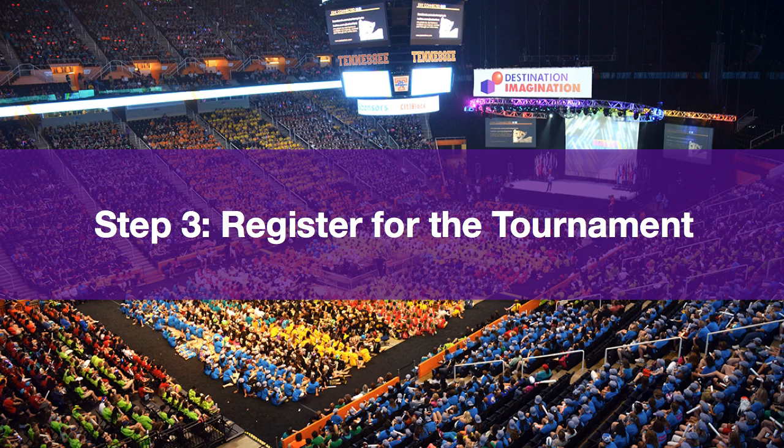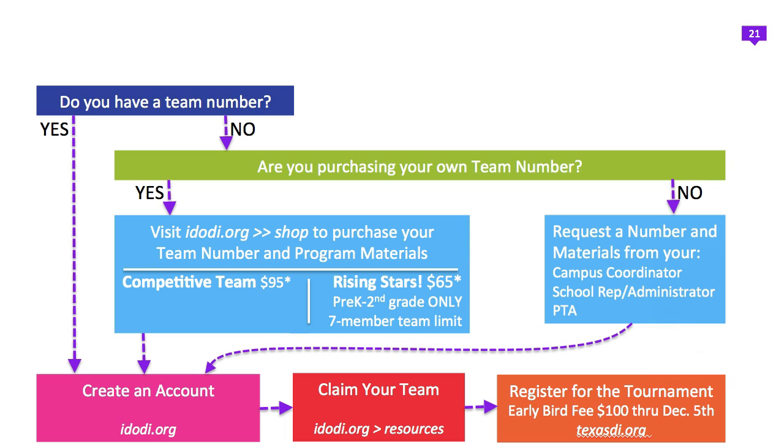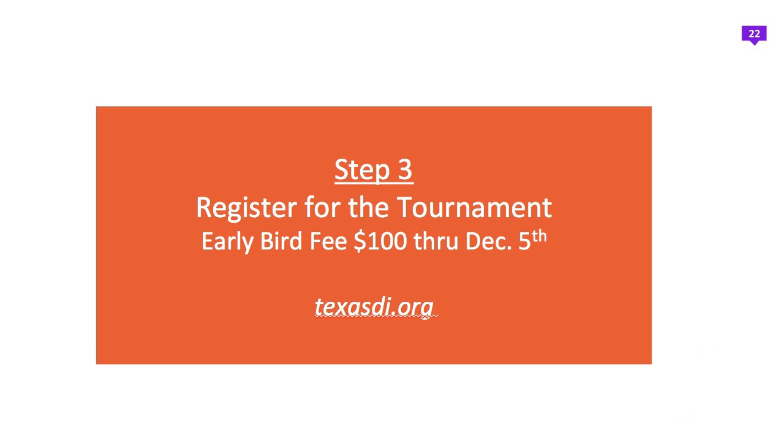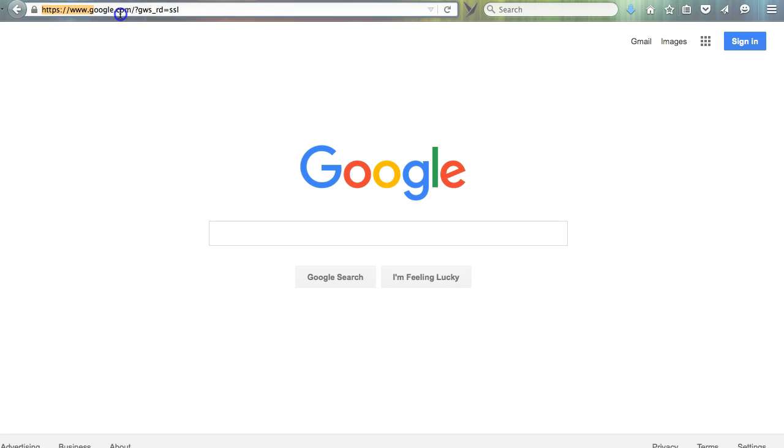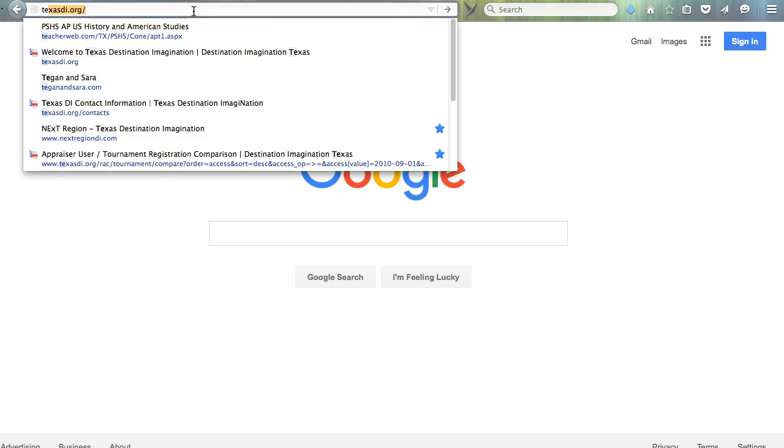Okay, now you're ready for step 3 of the team registration process. That means you've got your materials, created an account, and claimed your team. This last step involves registering for the regional tournament. You'll be using a different website in this step.